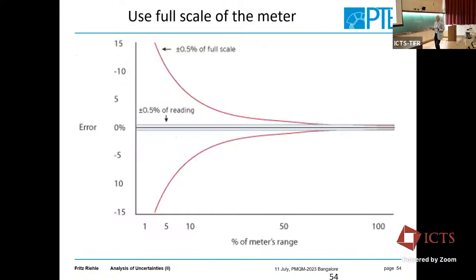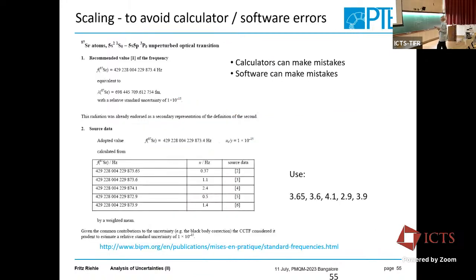Avoid simple pitfalls, like if you use the scale of the meter, usually the uncertainty is referenced to the full scale. So don't use it at 10% of the scale. Uncertainty will be higher. Then avoid calculator and software errors. When we calculated the frequencies of these optical standards in the order of 10 to the minus 16 or so, usually double precision is no longer accurate.